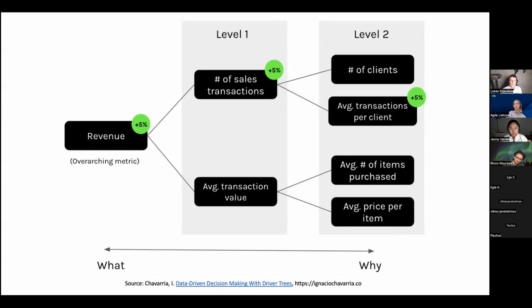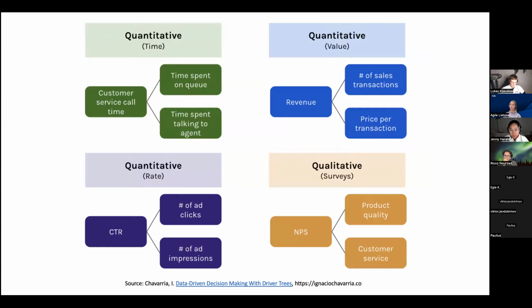So here's an example. We just talked about revenue, right? Revenue arguably is the number of transactions times the average transaction value, right? And then you can decompose the number of sales transactions to the number of clients and the number of average transactions per client. If you look at any business, it's likely that they have some sort of decomposition in this way. And if you talk to any given department within a team, they will tell you, oh, yeah, we can decompose customer service call time like this. We can decompose click-through rates like that.